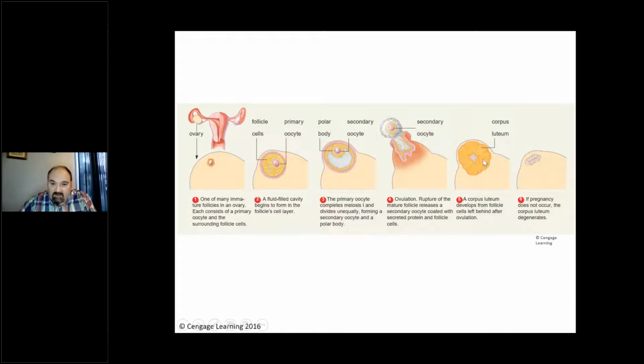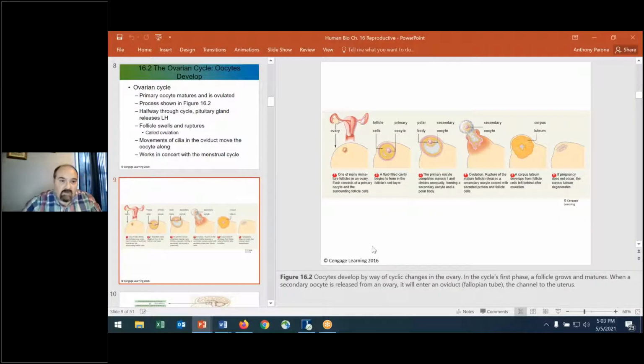So the yellow body will continue on and release the hormones, progesterone and estrogen, helping to maintain and thicken the endometrium, right? The functional layer of the endometrium. And in turn, if there's no fertilization that takes place, then this yellow body will degenerate and become this white body, the corpus albicans. Okay.